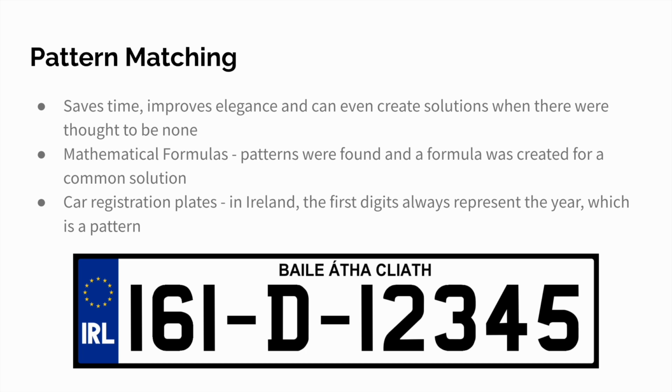An example of pattern matching or recognition are car registration plates. So in Ireland, we follow a particular pattern or format for our registration plates. The first digits will always be the year the car was registered. The letter in the middle will represent the county that it was registered in, and then there's a string of identifying numbers at the end. So that's pattern matching, or pattern recognition, as you might see it called.